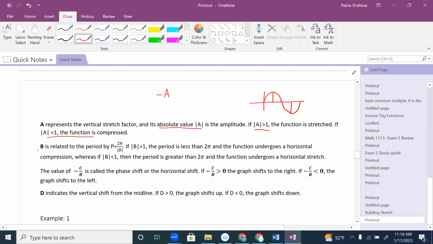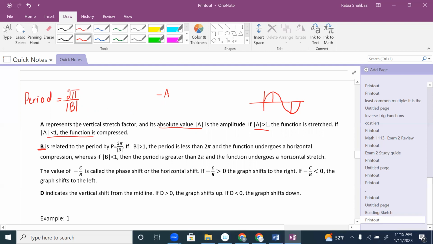The value of B determines the period of the graph. If B is 1, then the period of your graph is just 2 pi. But if B has a value other than 1, we calculate the period using this formula: 2 pi over the absolute value of B. We take the absolute value of B because B could also be negative, which causes the graph to reflect over the y-axis. So remember, A being negative means your graph will reflect over the x-axis, and if B is negative, your graph will reflect over the y-axis.